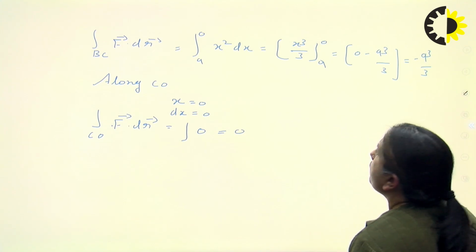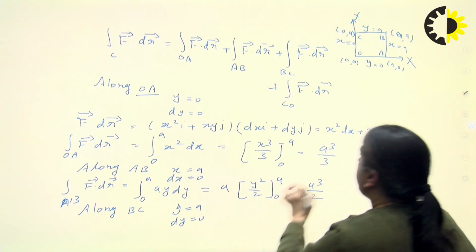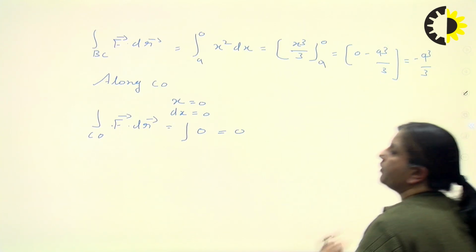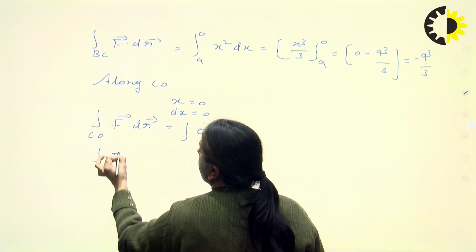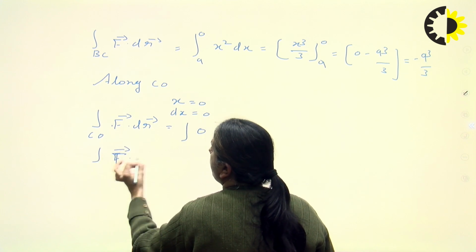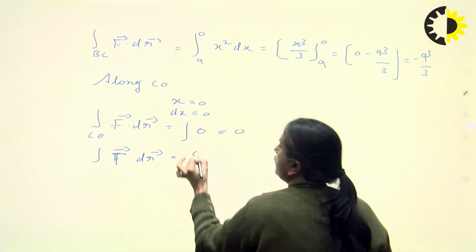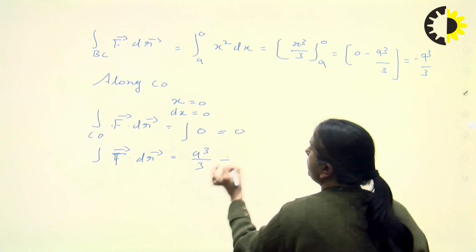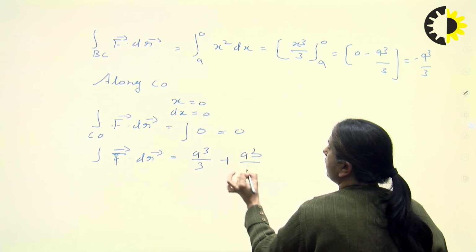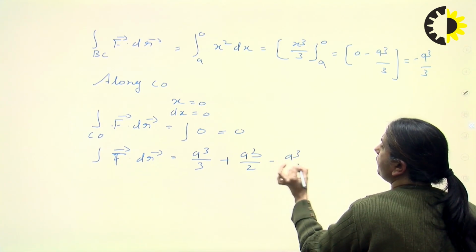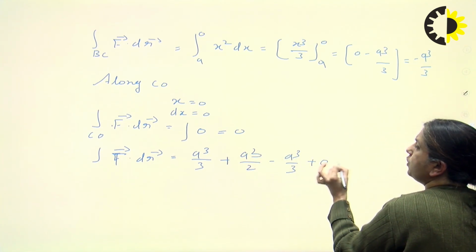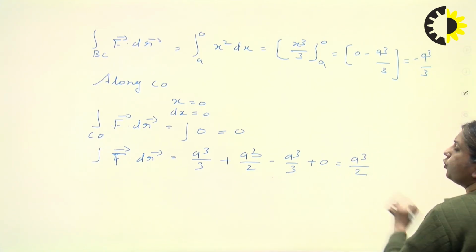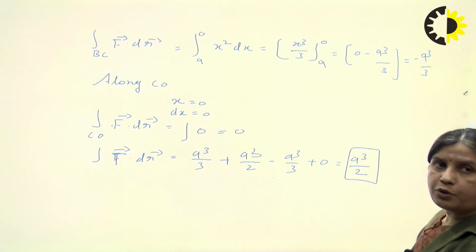So, if we add all 4 lines, a cube by 3 plus a cube by 2 minus a cube by 3 plus 0, we get the total line integral of F dot dr. A cube by 3 is the first integration, a cube by 2 the second, minus a cube by 3 the third and the last one is 0. So finally a cube by 3 will be cancelled out, and we will get a cube by 2. This is also equal to the RHS.